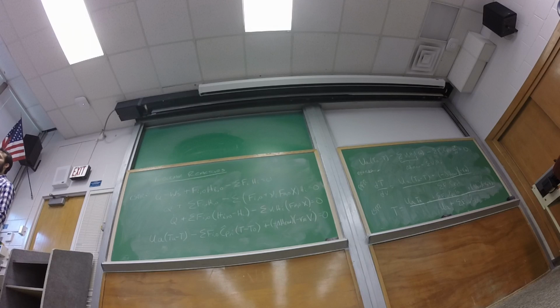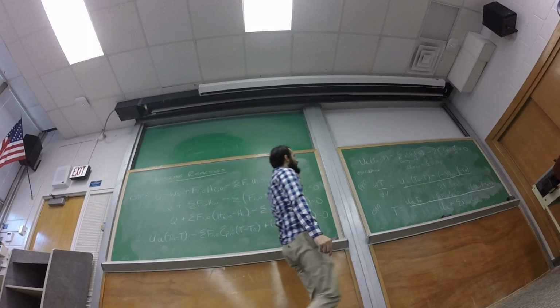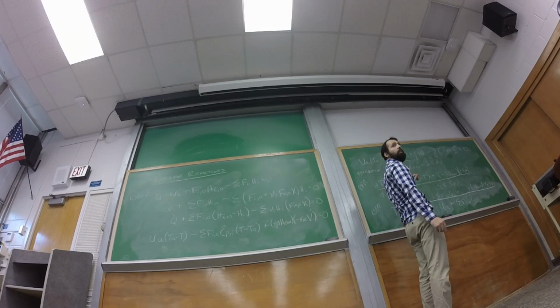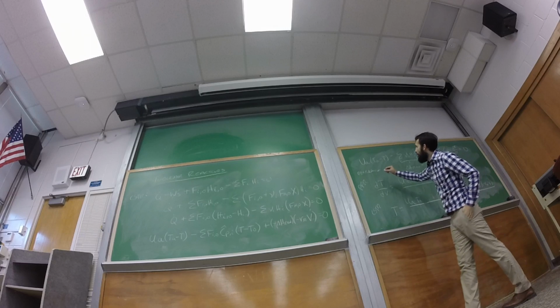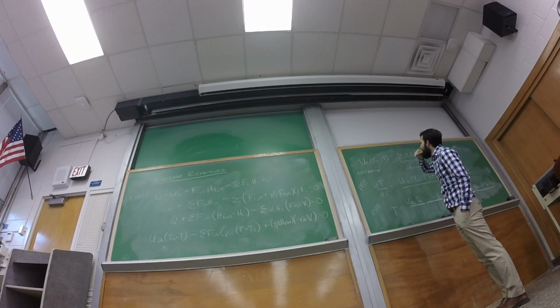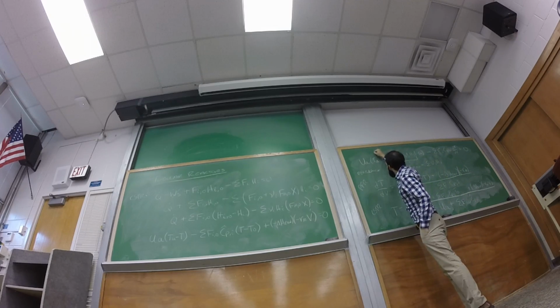Okay, any questions? Yeah. I'm a little confused on the top of the right board where it's UA (TA minus T). Why isn't that the derivative with respect to volume? When we derive it, everything else seems to be a derivative with respect to volume. And that's just Q dot, not dQ dot over dV?